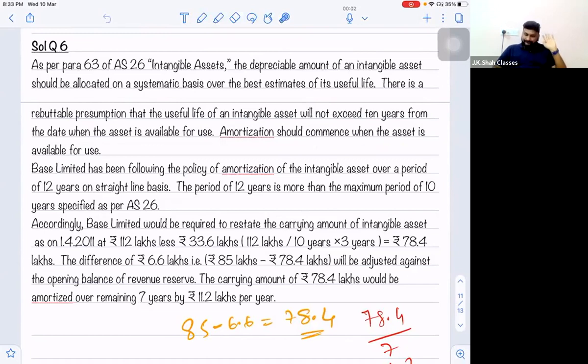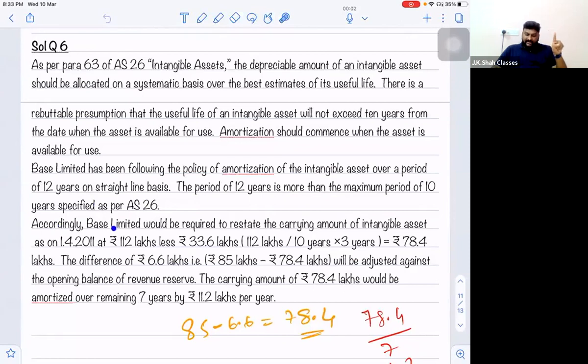And now the given case. BS Limited has been following the policy of amortization of the intangible asset over a period of 12 years on a straight line basis. The period of 12 years is more than the maximum period of 10 years specified by AS 26.